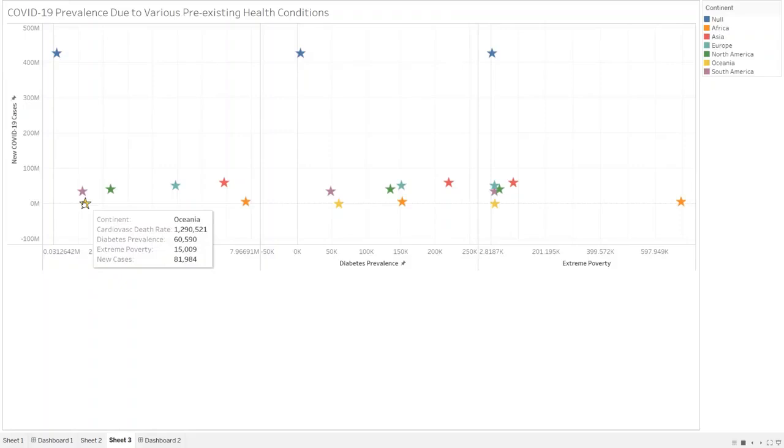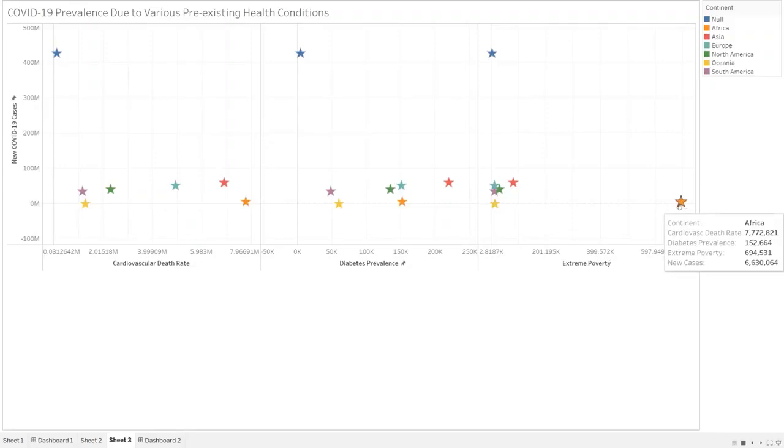As shown in the visualization, the data on cardiovascular death rate is more or less the same for all continents, whereas diabetes prevalence has an upward trend. The data visualization also mentions living conditions such as extreme poverty and how there could be certain anomalies in the data, such as Africa, which has a much higher extreme poverty rate.